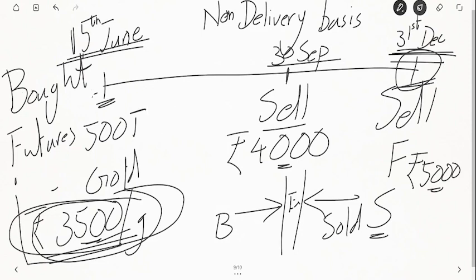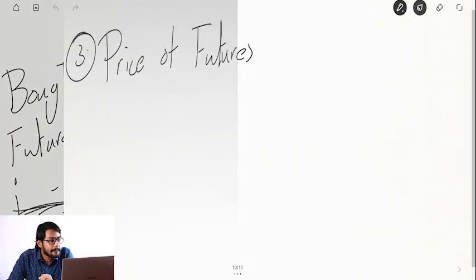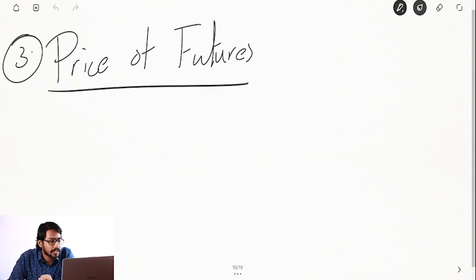How is this price fixed? This price of 3500, how is it fixed? Okay, what is the price of futures?